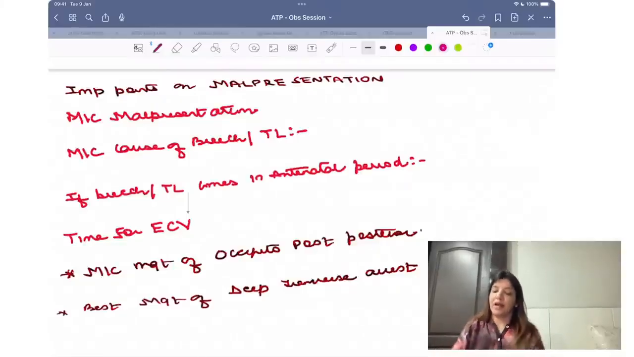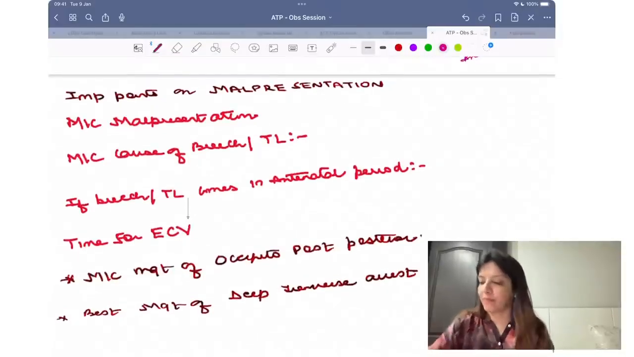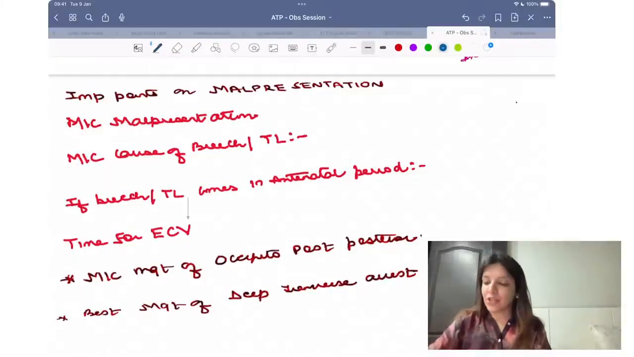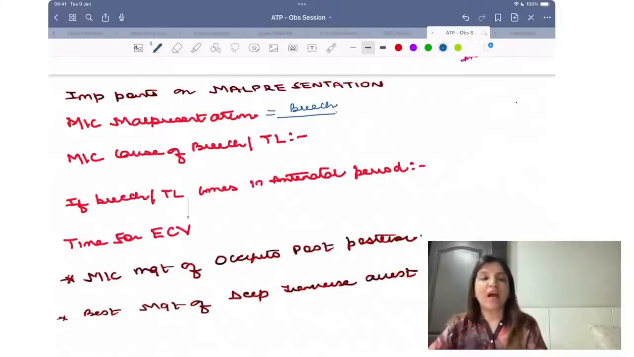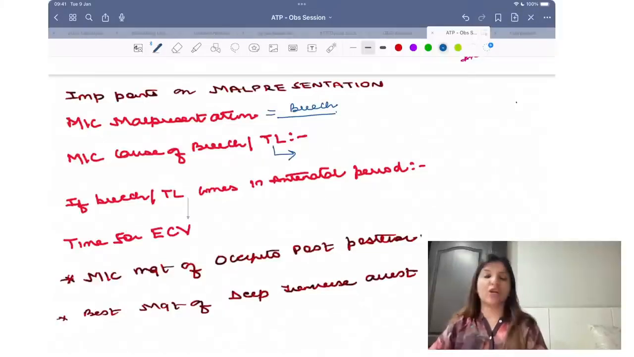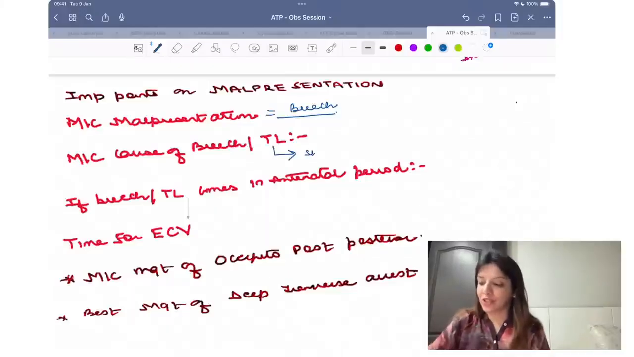ठीक है? Okay. Now, coming to important points on malpresentation. What is the most common malpresentation? Most common malpresentation is breech. Now, if they ask you what is the most common cause of breech or transverse lie, transverse lie mein what is the presentation? What is the presentation in transverse lie? Shoulder presentation.